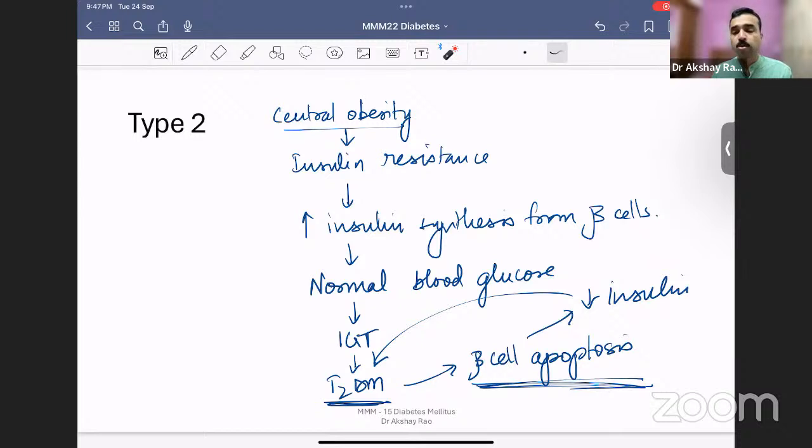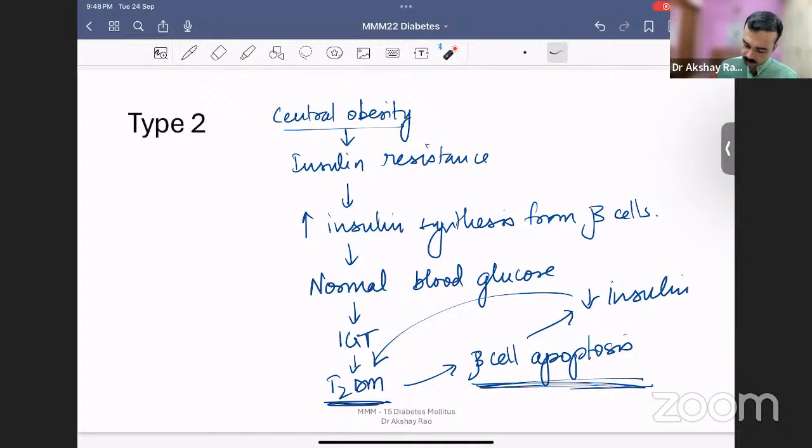Insulin is an anabolic hormone. No insulin, everything will start breaking down. Proteins will start breaking down. Lipolysis will start happening. So person will start losing weight. So that is one more manifestation of diabetes. Okay. So this is about type 2 diabetes.